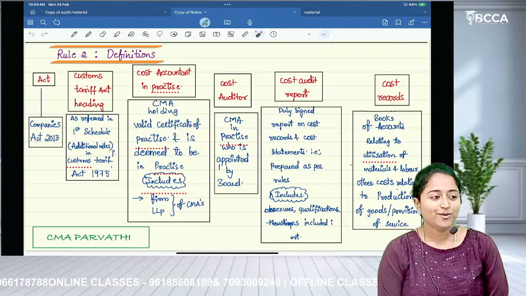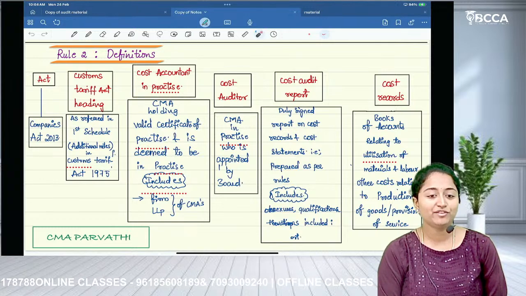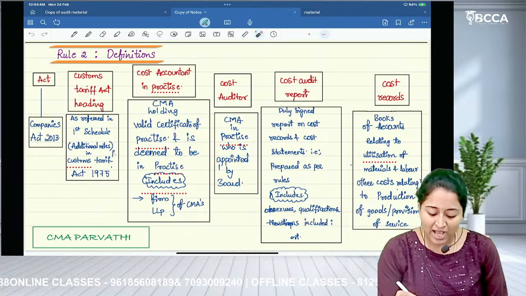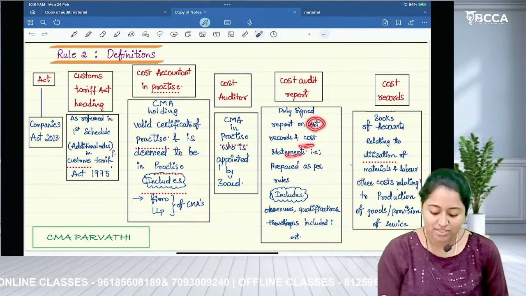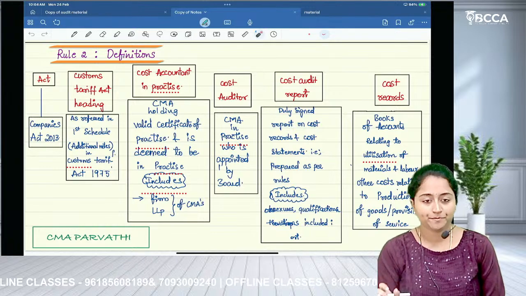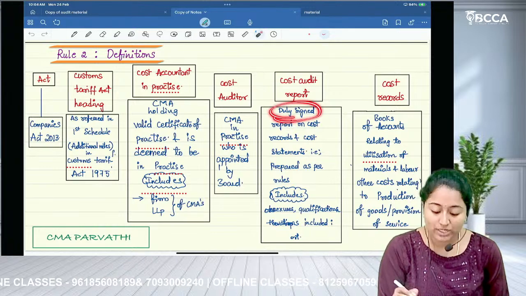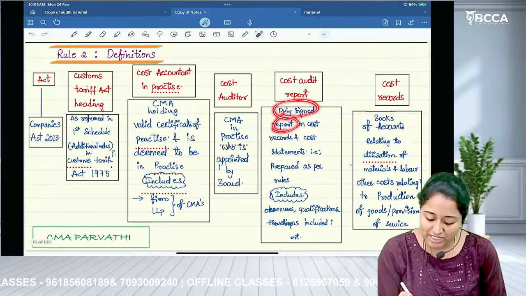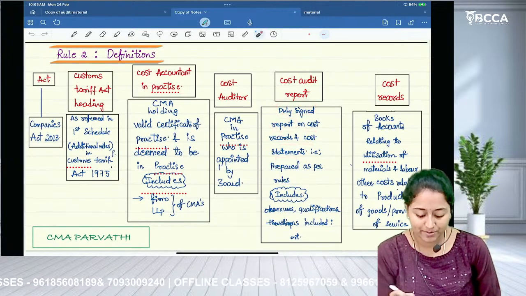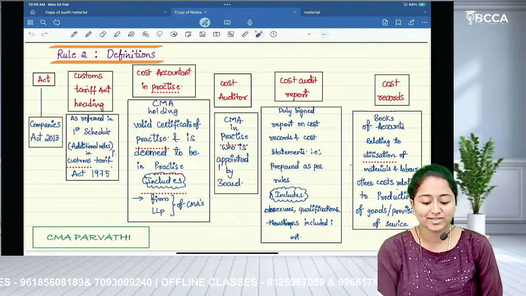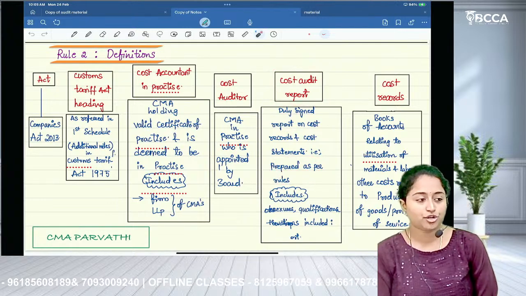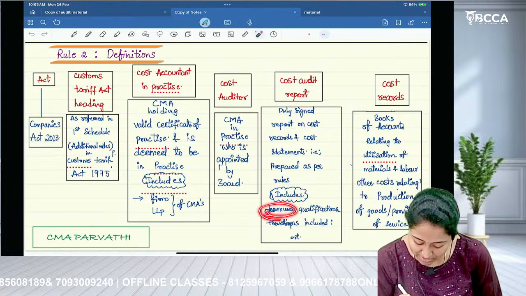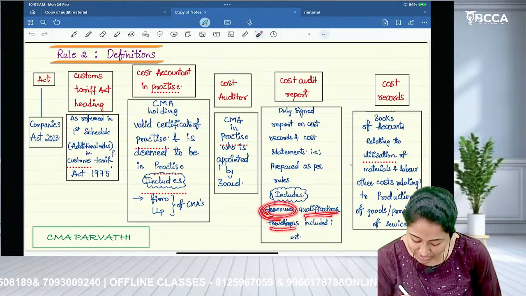No. What he will do is come and verify the cost records and cost statements. After verifying them, he will prepare a report. That report has to be duly signed. If it is a report duly signed on cost records and cost statements, prepared as per rules, that is called a cost audit report. It includes annexures, qualifications, observations.